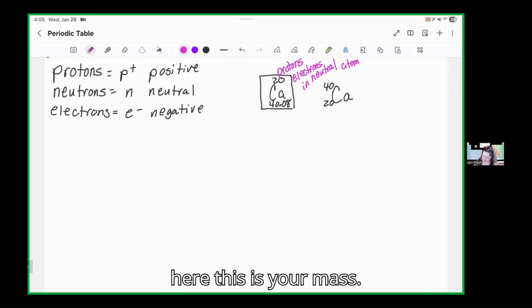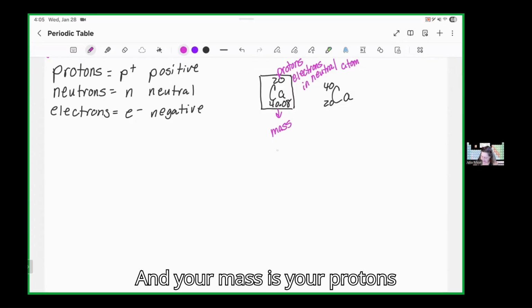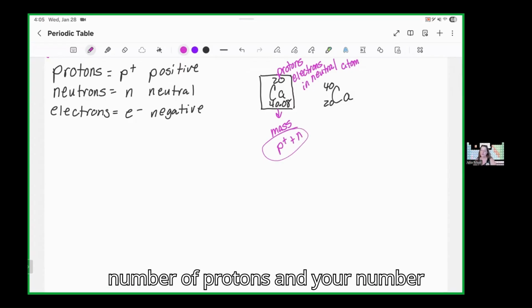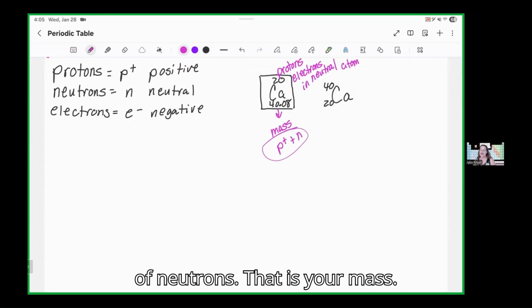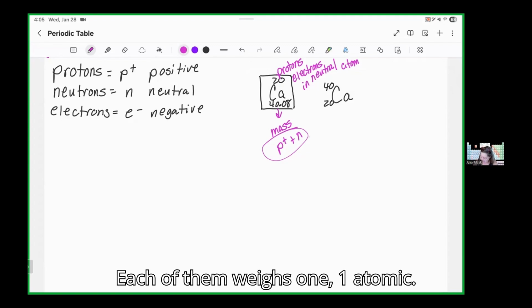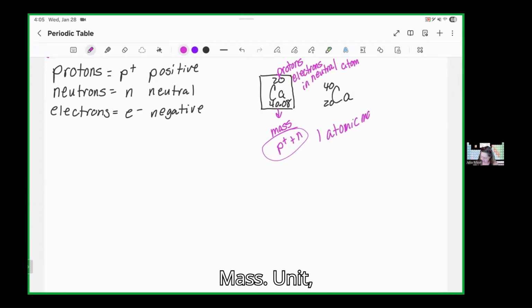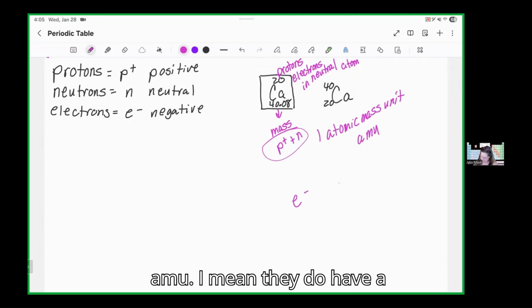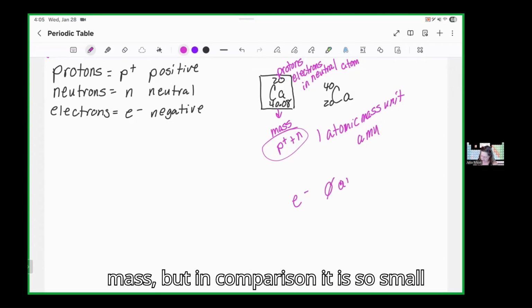Down here, this is your mass. And your mass is your protons plus your neutrons. You add your number of protons and your number of neutrons, that is your mass. Each of them weighs one atomic mass unit. We call it AMU. Electrons weigh 0 AMU.